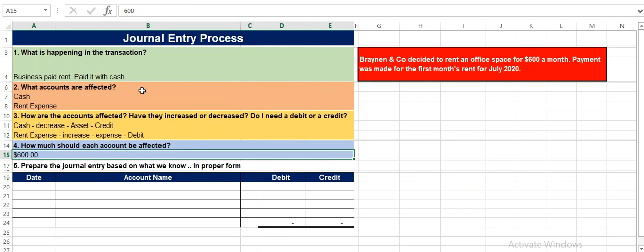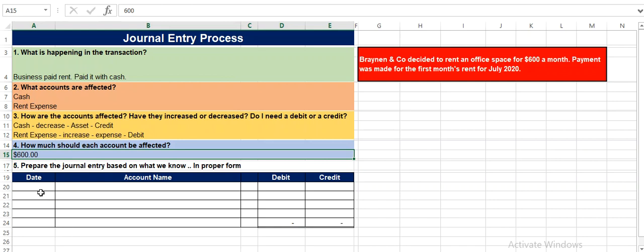So now we determine what happened. We determine which accounts are affected. We have determined how those accounts are affected and by how much. So now all we have to do is take the information that we've already found out and put it into a journal entry in proper form. Proper form being there's a certain way that journal entries are prepared. We would prepare them that way.